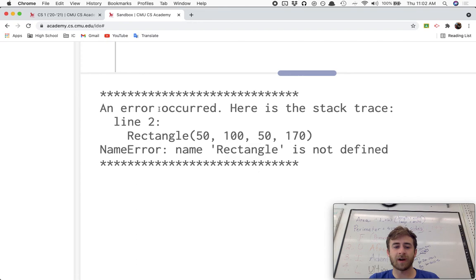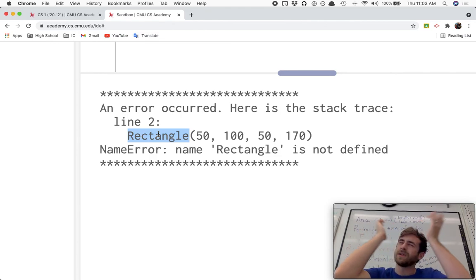So here it says, an error occurred. Here's the stack trace. All that means is, here's our message to you about the error. And it's saying, all right, the error we found was on line 2. This is the line that was an error. And it's a name error. The name rectangle is not defined. I don't know what you mean when you say rectangle. That's the computer telling you that.